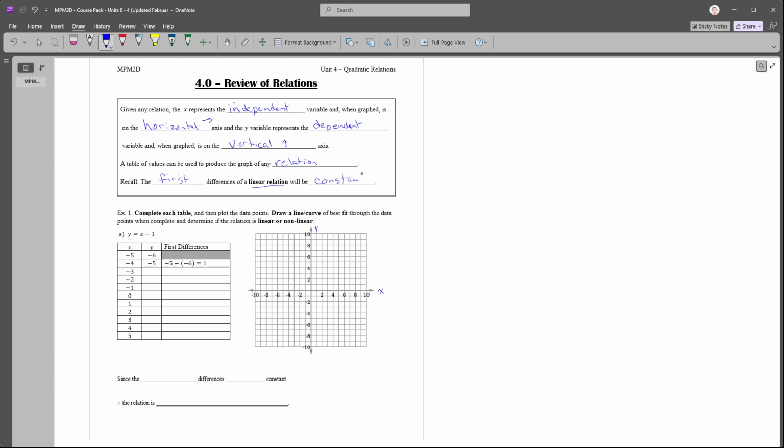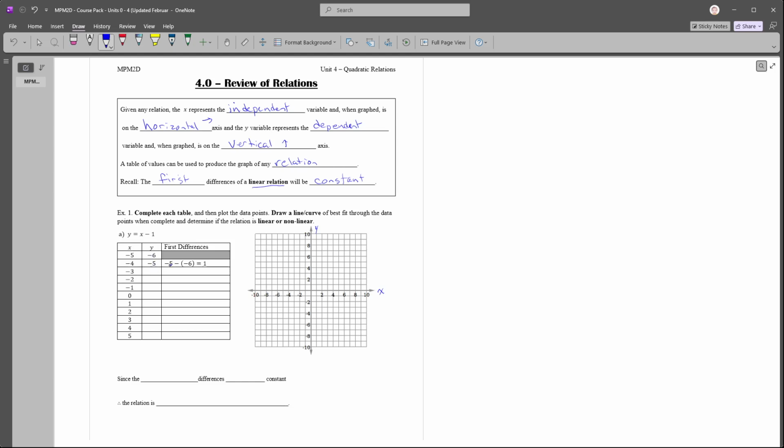Let's do an example to demonstrate this. Imagine we have the following linear relation: y is equal to x minus 1. We have all of our x components, the independent variable, and we have to calculate our y values by substituting each x in for x in the original equation. For example, if I put negative 5 in here, negative 5 minus 1 gives me negative 6. The next one, negative 4: negative 4 minus 1 gives me negative 5.